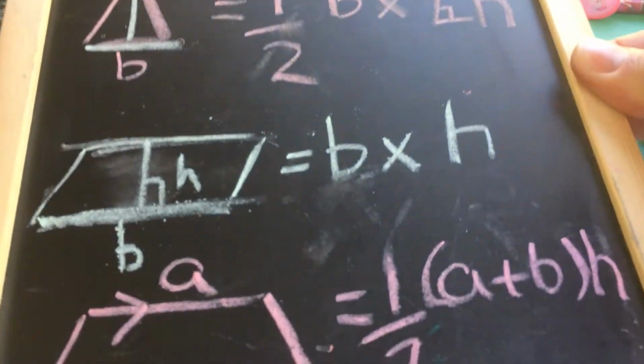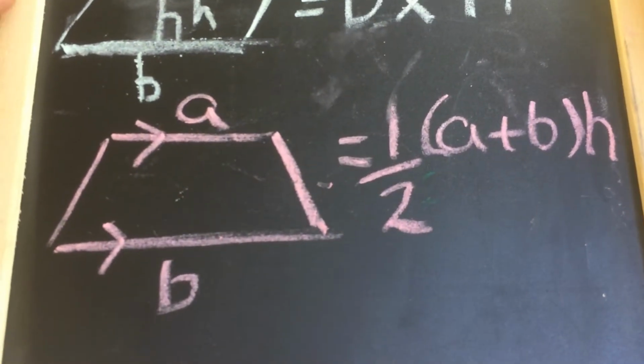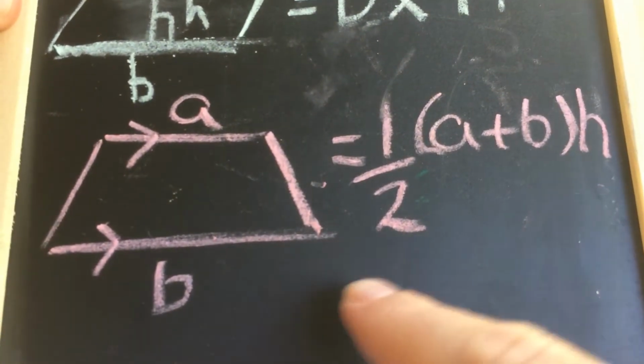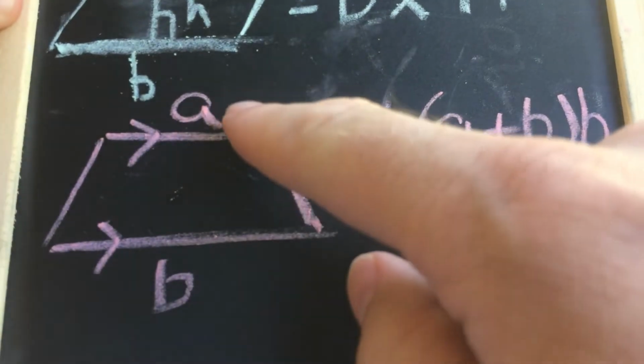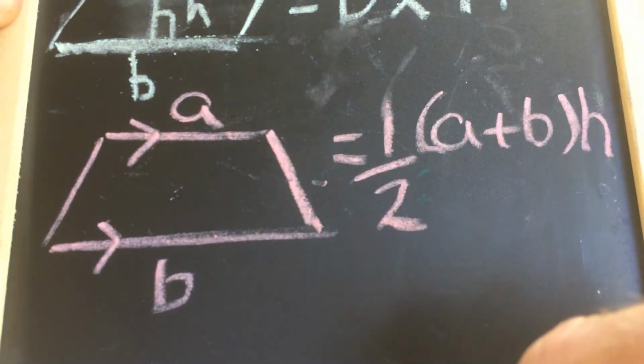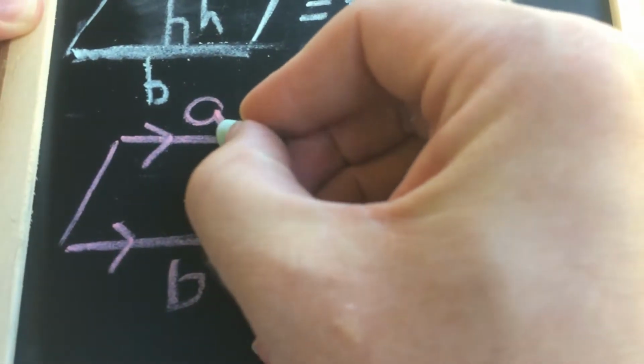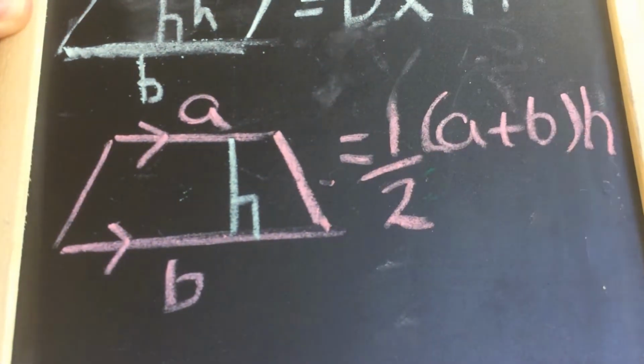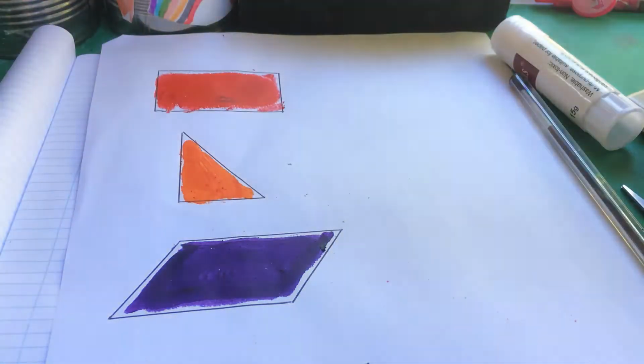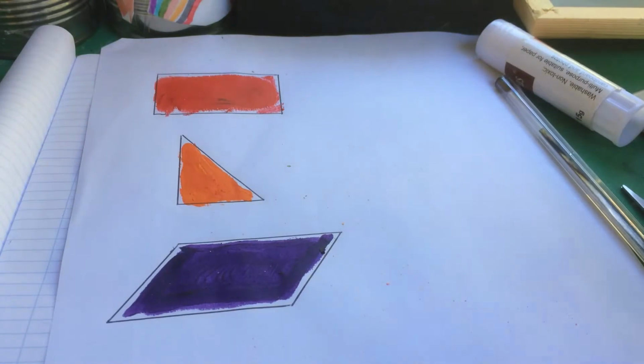And then the last one we'll look at is that of a trapezium. So it's half a plus b, where a and b are the two parallel sides, times that height. Not the side of the slant. Okay, so let's look at this using some different craft utensils.